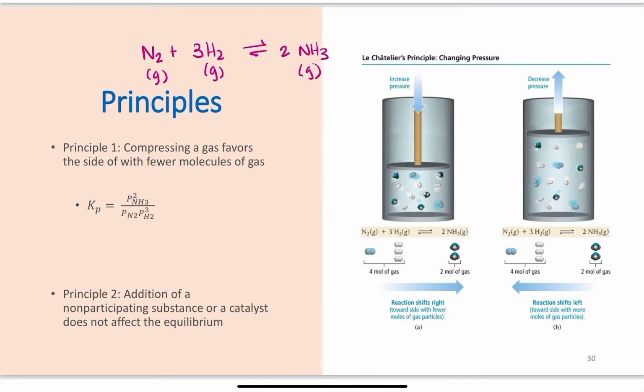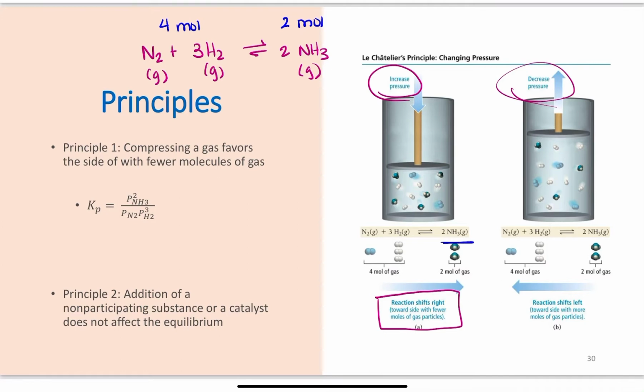And that's what I see here. Increasing the pressure, decreasing the pressure. If I increase the pressure, it's going to favor the side that has fewer gas molecules because there's just less space for all of them. So increasing the pressure, the reaction is going to shift to the right where I only have 2 moles of gas. So I have 4 moles on the reactant side and 2 moles on the product side.